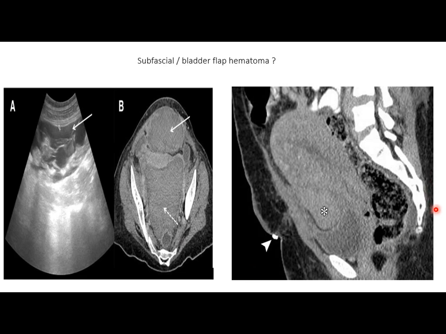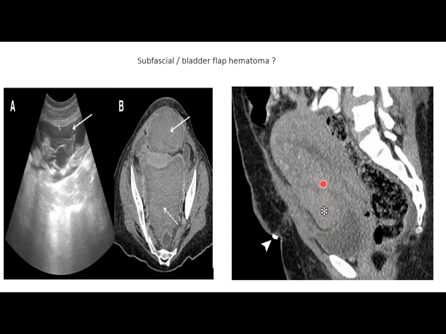What do we have here? Which one is subfascial, superficial, or bladder flap hematoma? This one? Superficial. And this one is what? Subfascial or bladder flap? This is superficial, and this is a bladder flap hematoma. The hematoma is between the uterus and the bladder.